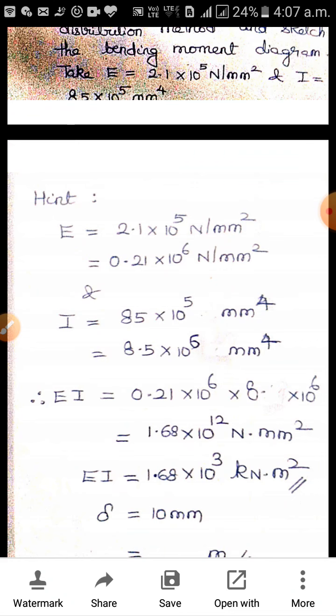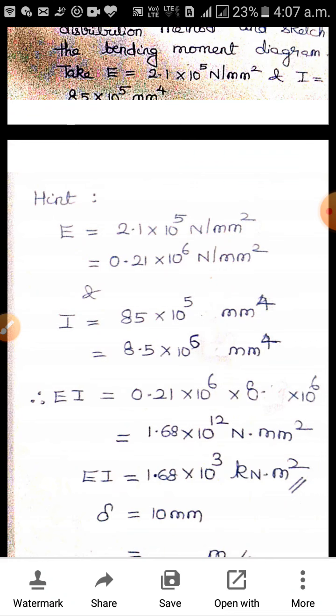Here you see E value is in 10 power 5, I value is 85 in 10 power 5. First we'll convert into 10 power 6, because if E is in 10 power 6 and I is also in 10 power 6, multiplying E and I gives 10 power 12. So E equal to 0.25 into 10 power 6 Newton per mm square, and I equal to 8.5 into 10 power 6 mm power 4.